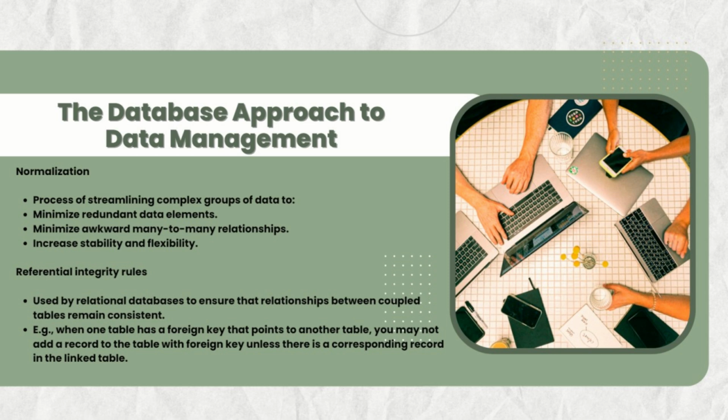Referential integrity rules are used by relational databases to ensure that the relationships between coupled tables remain consistent. For example, when one table has a foreign key that points to another table, you may not add a record to the table with the foreign key unless there is a corresponding record in the linked table.